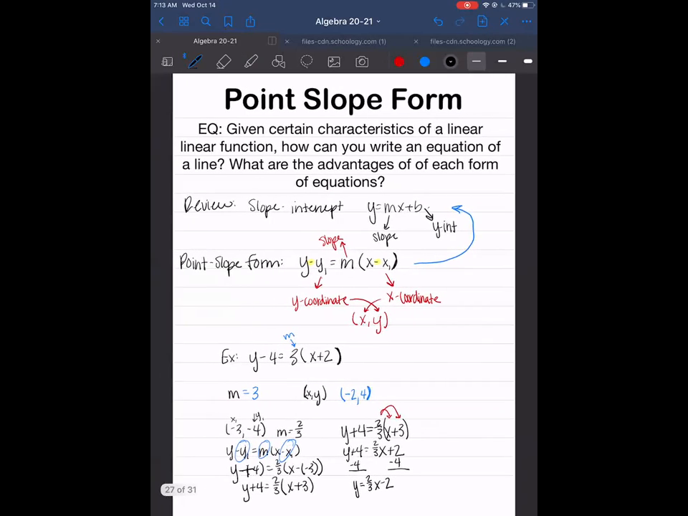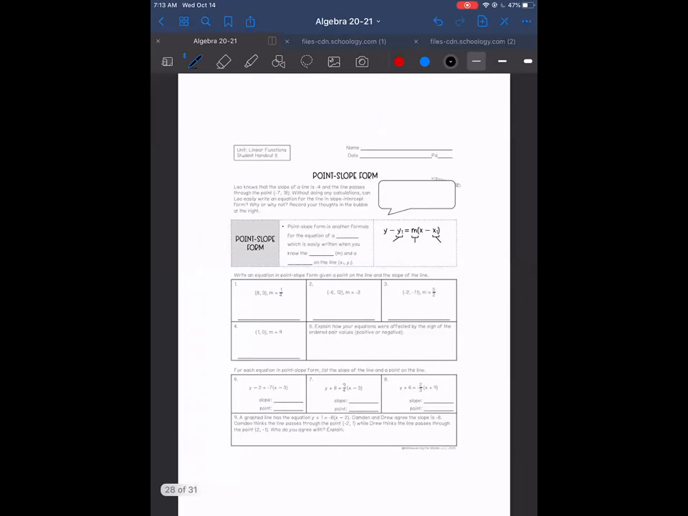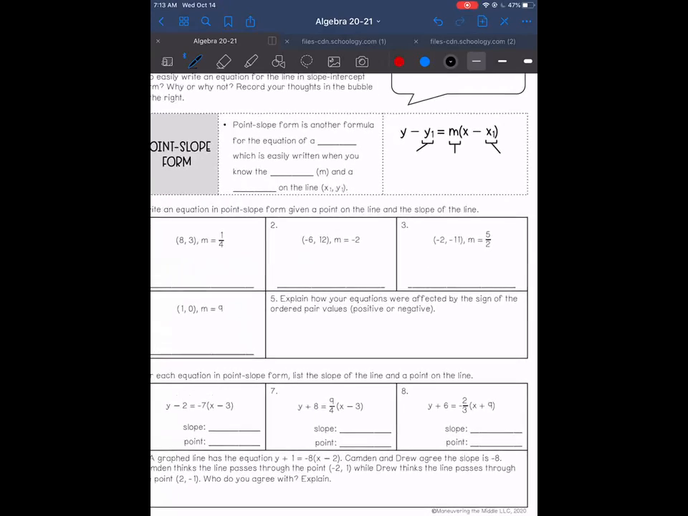Okay, so I forgot to mention this at the beginning, but our essential question is similar to the same one from slope-intercept form. Given certain characteristics of a linear function, how can you write an equation of a line? What are the advantages of each form of the equation? So the different forms, what are the different advantages? That's the new part. So we're going to look at a couple practice problems.